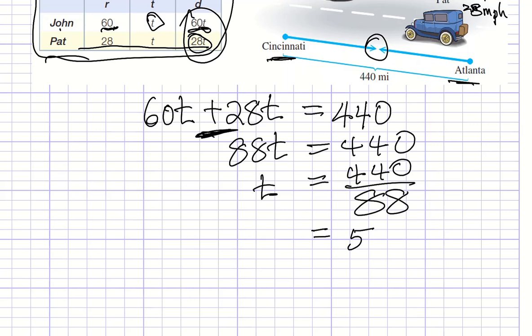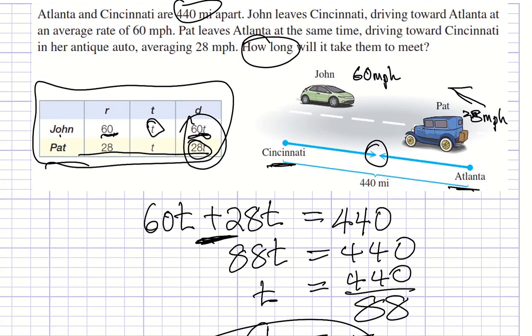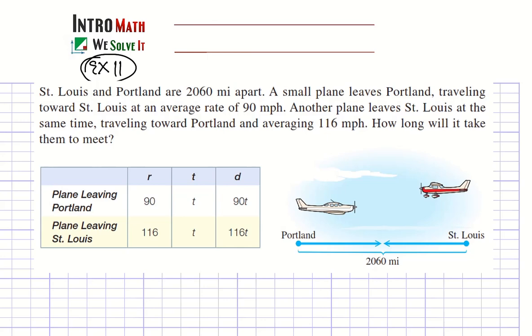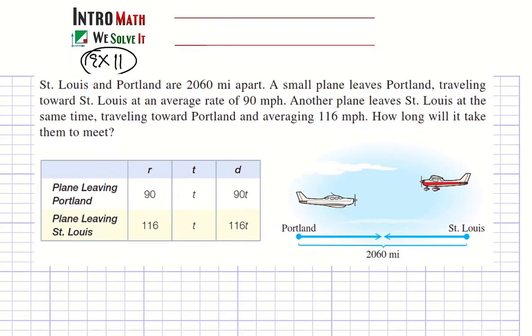So this is saying that it will take 5 hours for the two cars to meet somewhere. It doesn't say where, but they will meet somewhere in 5 hours, okay? That's all it is saying. So try to understand this problem, think about it, then you move on. All right, look at the next one. It's similar to the one we just did.